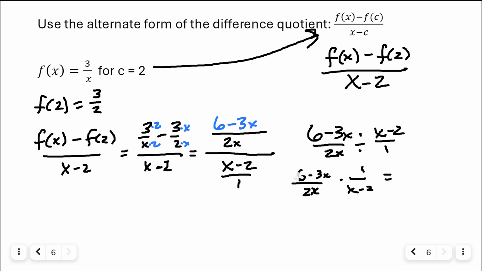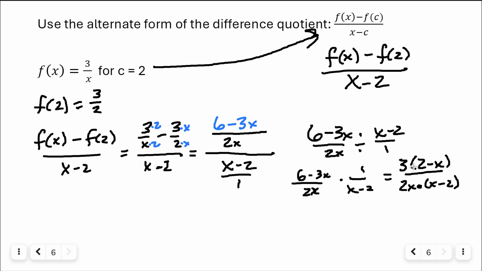Now, I have this. The goal is still the same. That x minus 2, I still need it to go away somehow. So I need to find an x minus 2 in the numerator to make that happen. Okay, so if I look in the numerator, there's a 6 minus 3x up there. Well, I could take out a GCF. The GCF would be 3. If I do that, I get 2 minus x in there. I'm going to leave the x minus 2 and the 2x separate from one another. I'm not going to multiply them because I really need this x minus 2 to go away.